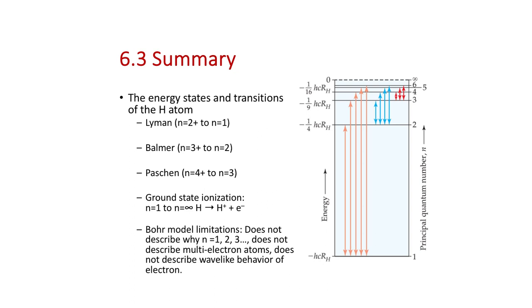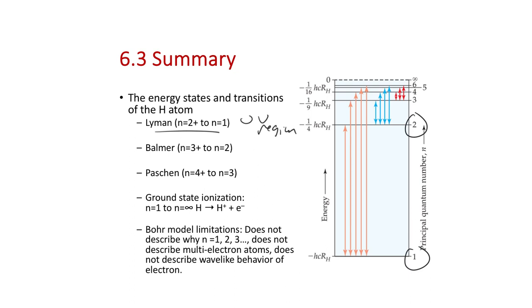Okay, so a little summary here, or a few final notes, would be that our Lyman transitions, that's what we call the transitions that end in the 1 state. So the Lyman transitions are the ones that end in 1 but start in 2 or greater, and these are in the UV region.